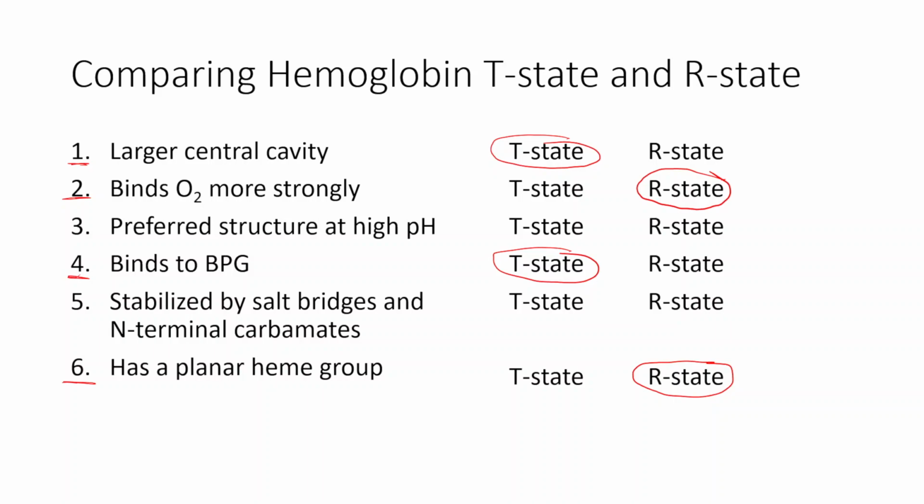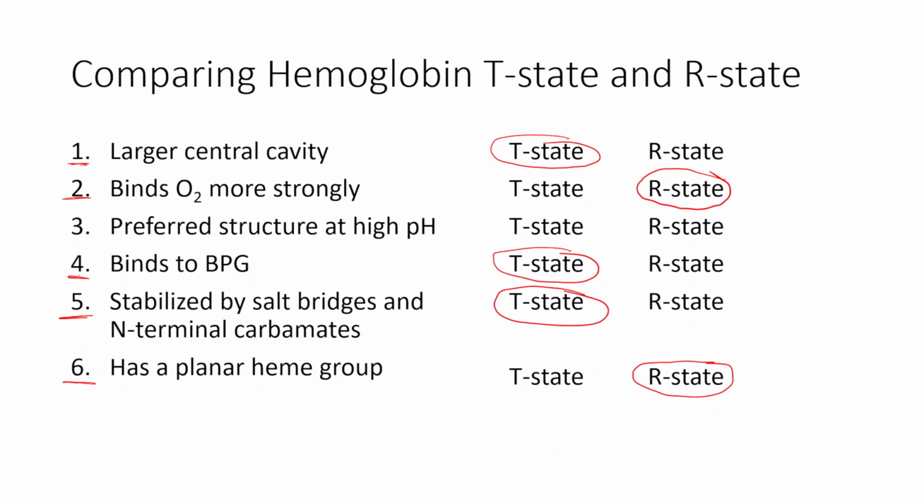Okay, so let's then talk about which state, for number 5, is stabilized by salt bridges and N-terminal carbamates? Yeah, the T state. So the T state is stabilized by salt bridges and N-terminal carbamates. So you're helping different pieces of the subunit stick to each other. They're stabilized by these ionic interactions.